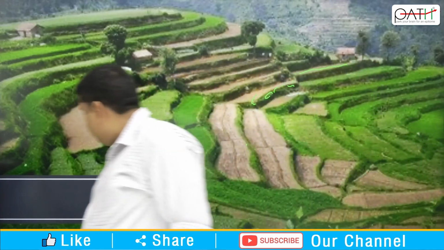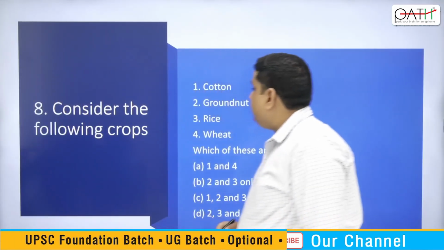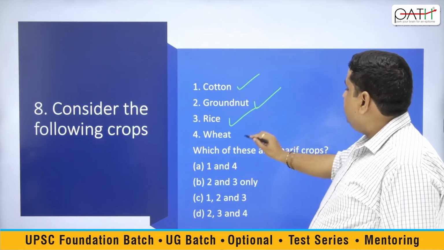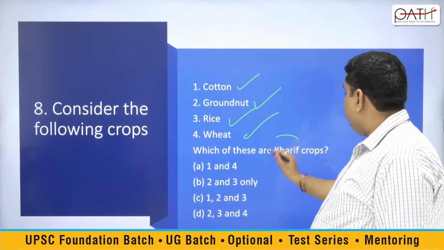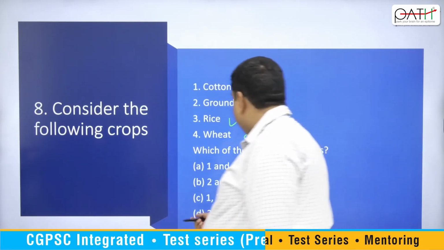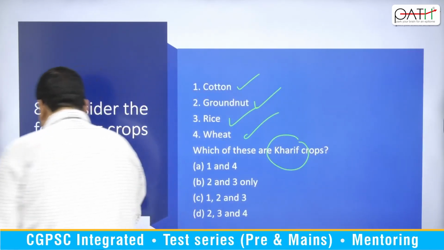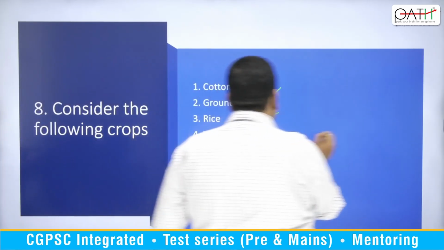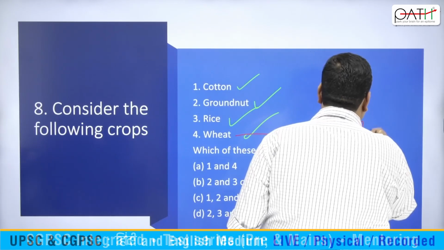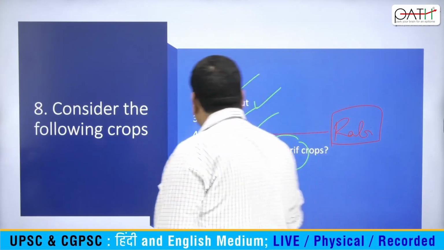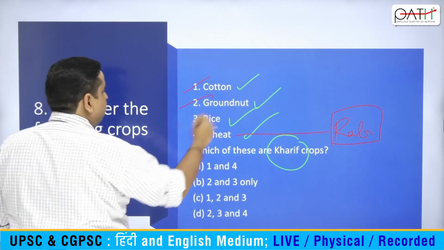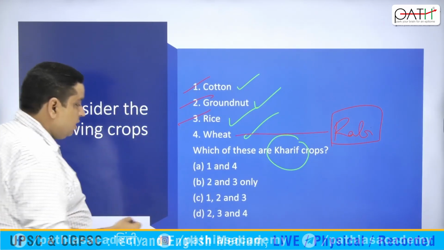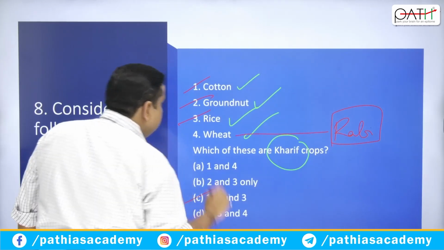Next, consider the following crops. So we have cotton, groundnut, rice, wheat. Which of these are kharif crops? Now I think this is one of the easiest questions for you. Without wasting time, wheat, we all know that it is a rabi crop. So cotton, groundnut, rice, they are basically the kharif crops. So the answer will be option C, 1, 2, and 3.